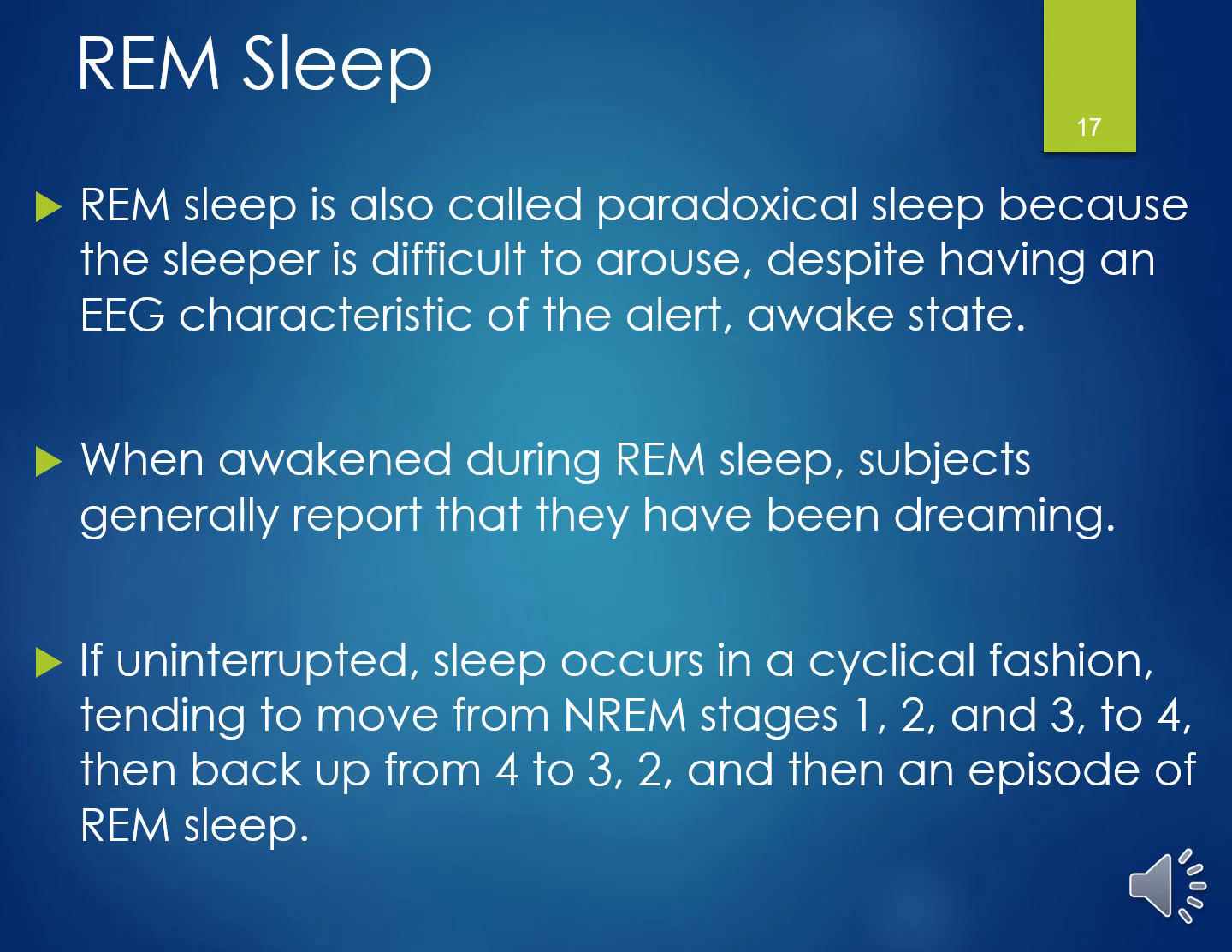If uninterrupted, so if you're not woken up during REM sleep, sleep continues to occur in a cyclical fashion and tends to move from non-REM stages 1, 2, 3, 4, and then back down from 4 to 3 to 2 to 1, and then an episode of REM sleep. So again, we're going to move through these in a pyramid fashion, including REM sleep at the end of each of the cycles.